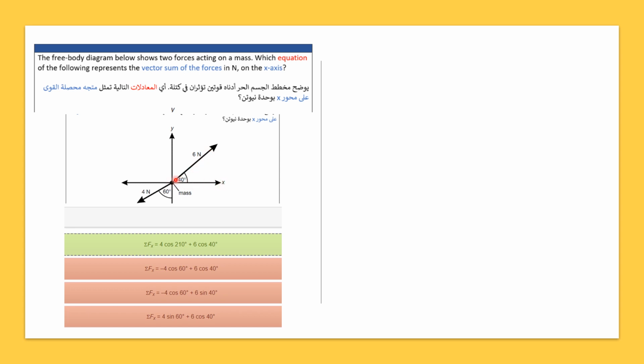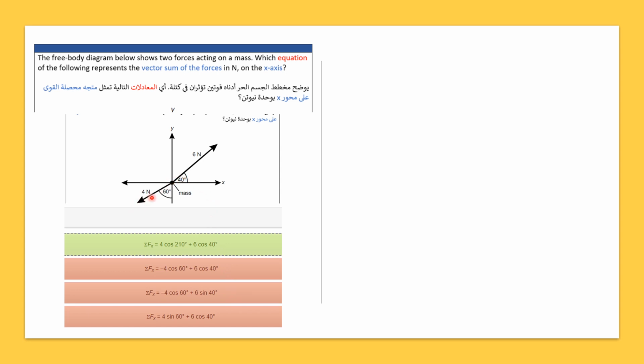By projecting 6 Newton on the x-axis, we can say that we have 6 cosine 40 because it's adjacent to the angle. So it's 6 cosine 40. So all options that don't have 6 cosine 40 are wrong. So we can get rid of this option here. Option 3 is wrong. We continue.